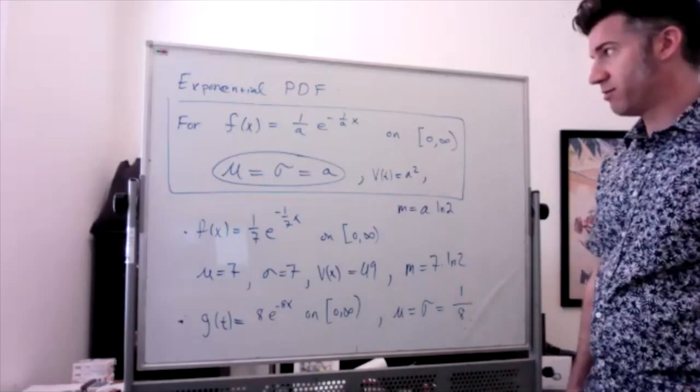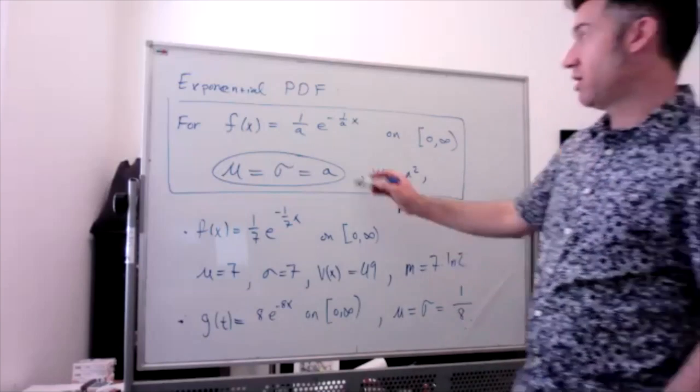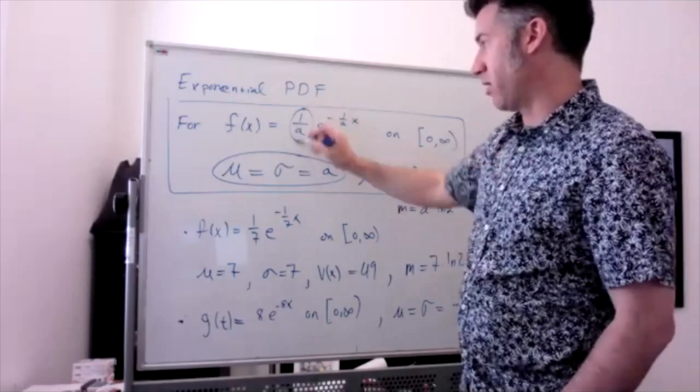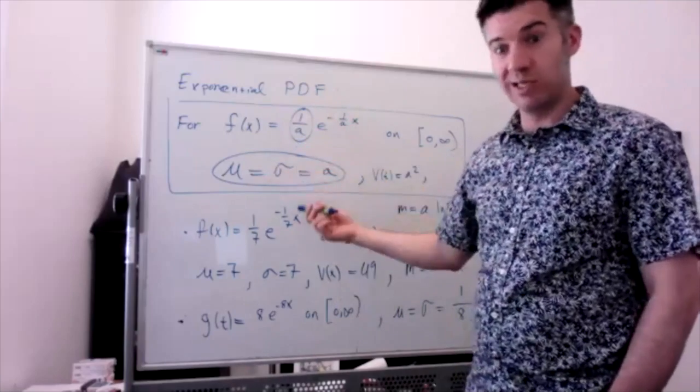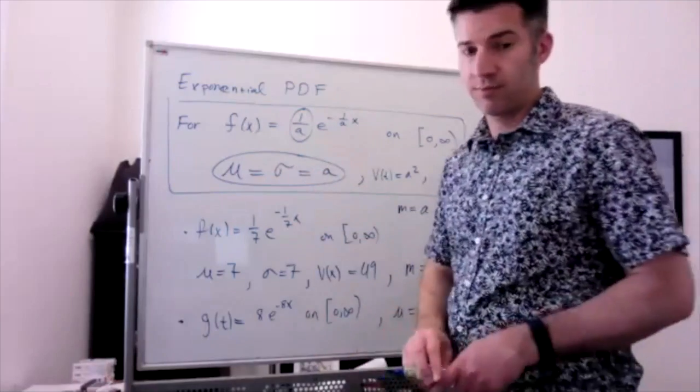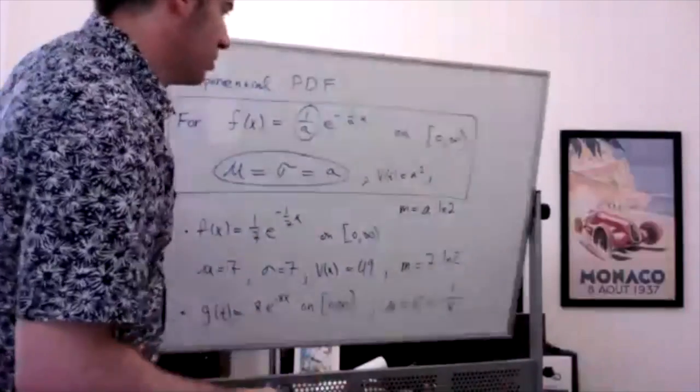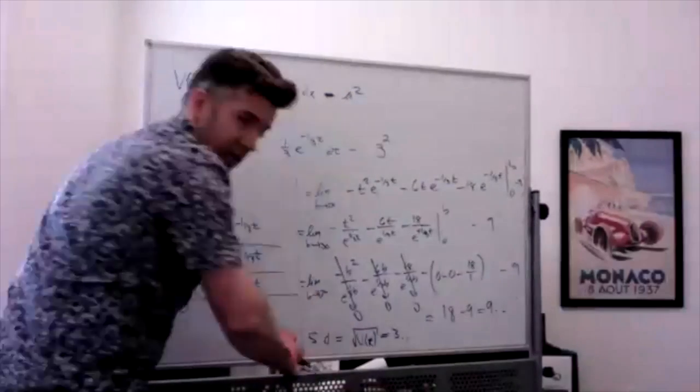One over 8. And so if there's a 1 over a here, basically whatever the coefficient out here is, your mean is the reciprocal of it. So one more question with this, and then we got time.